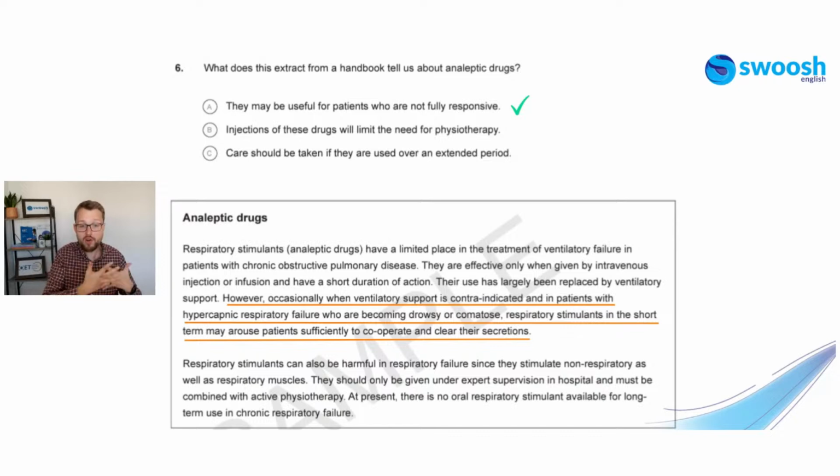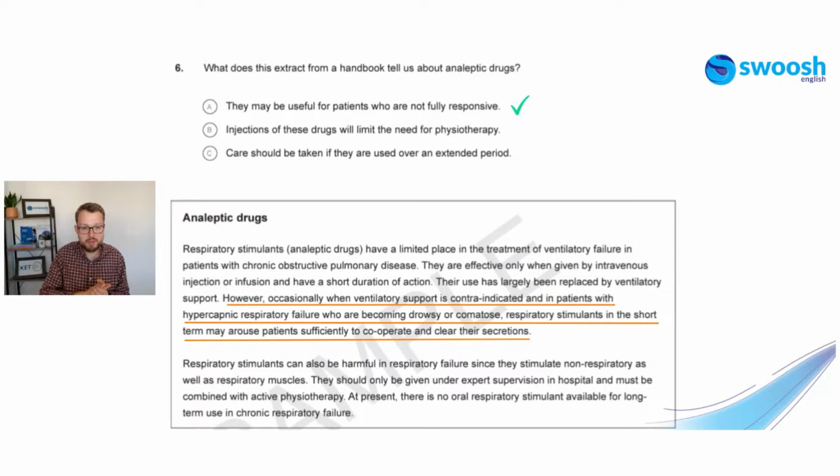It says, however, occasionally when ventilatory support is contraindicated and in patients with hypercapnic respiratory failure who are becoming drowsy or comatose, respiratory stimulants in the short term may arouse patients sufficiently to cooperate and clear their secretions. Okay, so the key words we're looking at here are, of course, not fully responsive. Not fully responsive is synonymized here with respiratory failure, drowsy, or comatose. When you're in those states, you're not fully responsive.